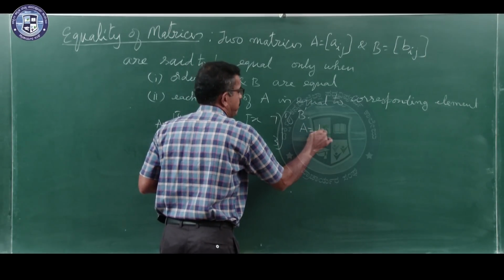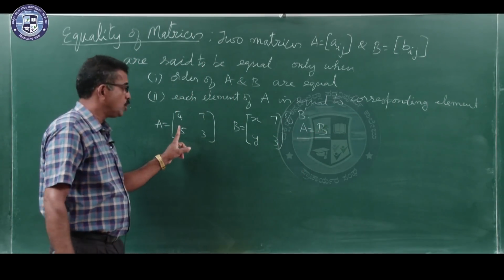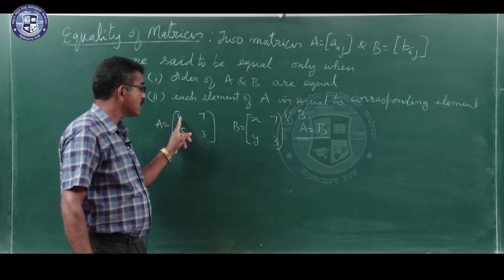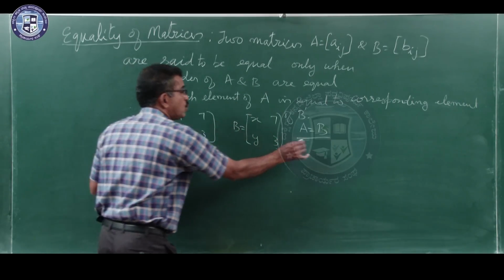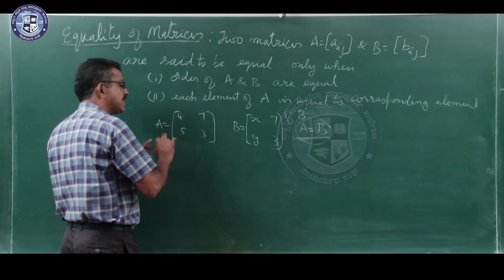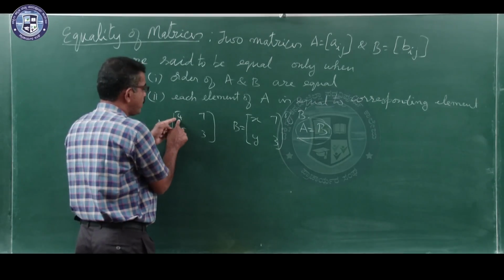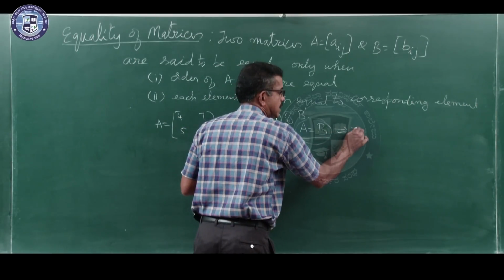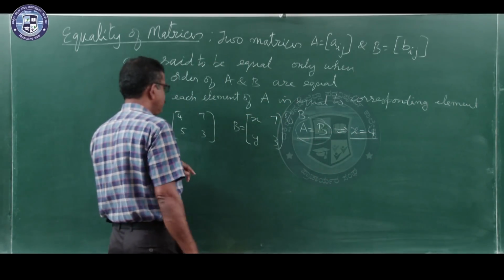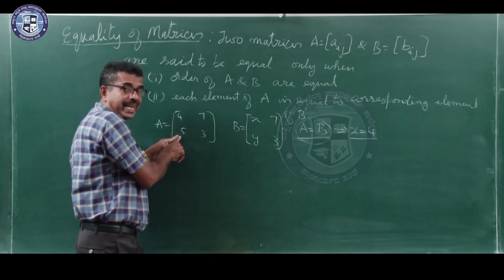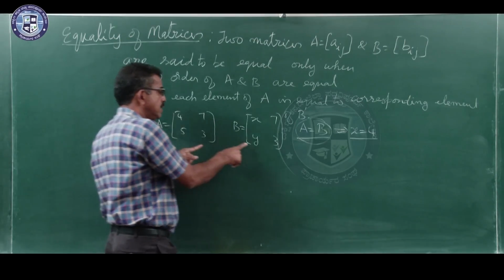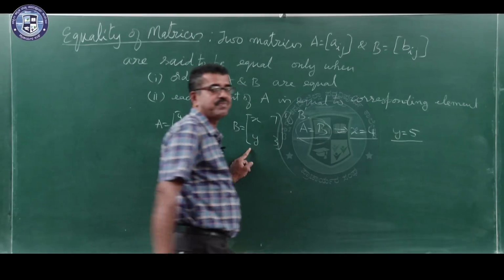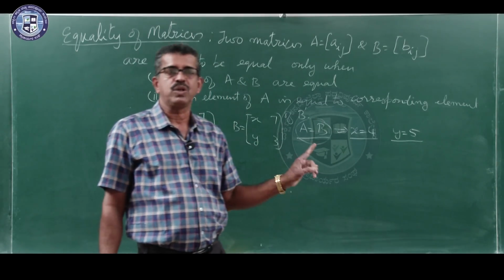Suppose it is given that A equals B. Do you agree with me that both have the same order? Correct. Do we have corresponding elements equal? When two matrices are equal, we expect the corresponding elements to be equal. What is the first element here? 4. What is the first element here? x. Therefore, we must have x equal to 4. The second element in the first column is 5 here and y there. Therefore, y should be equal to 5. So x is equal to 4 and y is equal to 5.